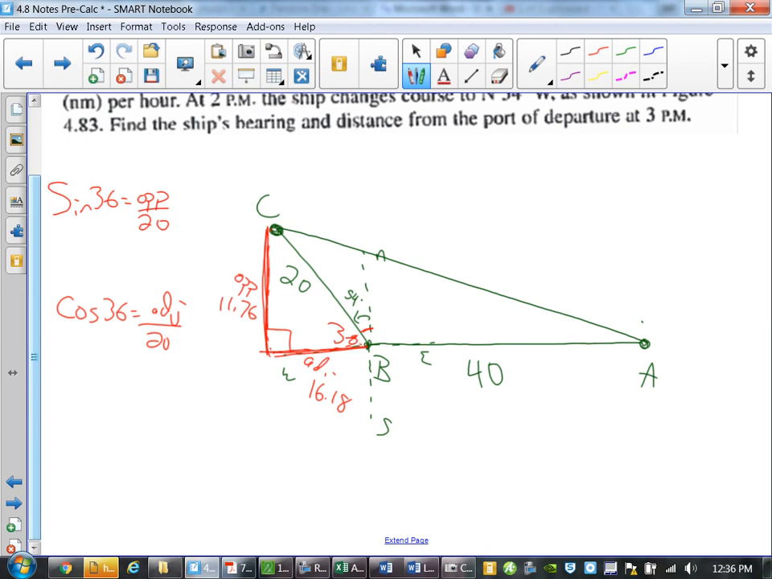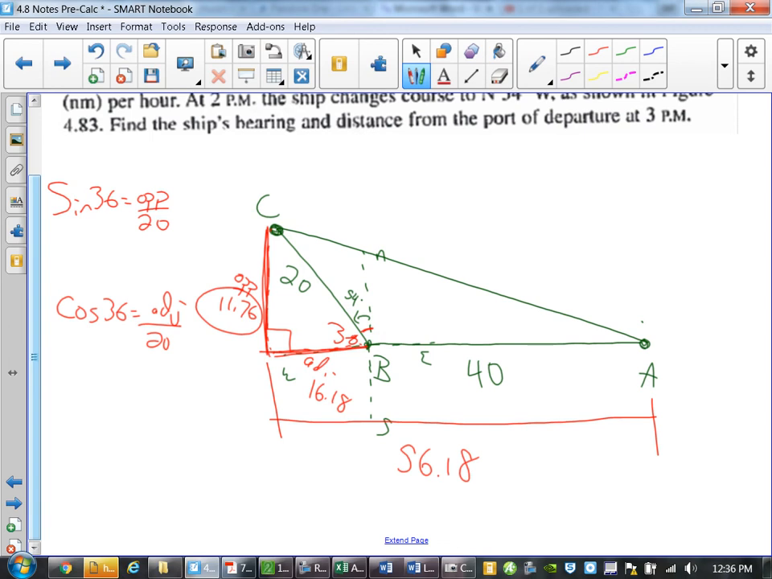Now, do you know your overall westward distance? What is it? 56.18. That's it. And this vertical is 11.76.